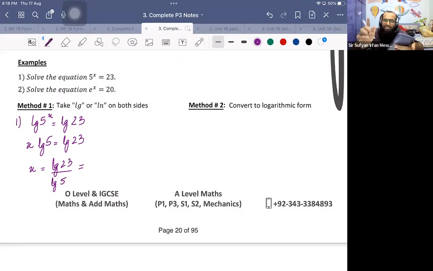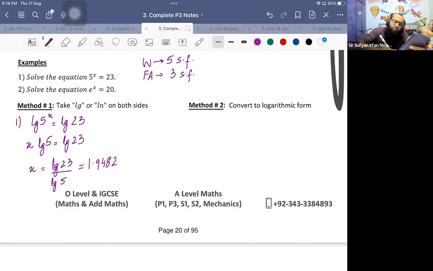In the calculator there is no LG key, there is log, remember, right? So log 23 upon log 5, your answer will be 1.9482. What are the accuracy guidelines? Remember, from AS I have been telling, workings are to be in 5 significant figures and the final answer has to be in 3 significant figures. So 1.9482, and then we are going to round it off to 1.95.